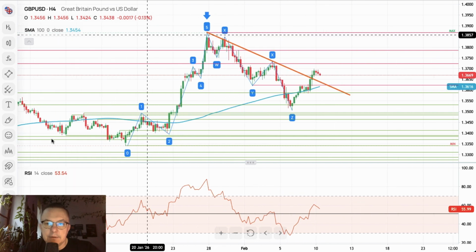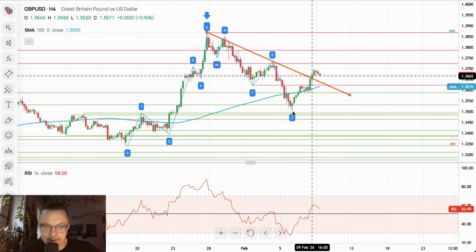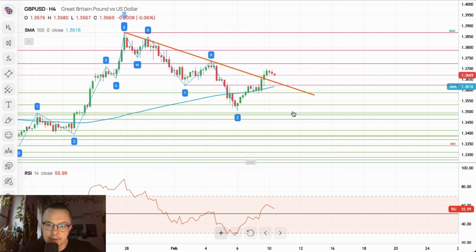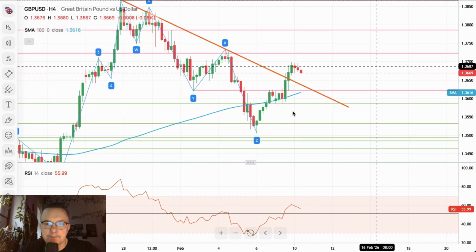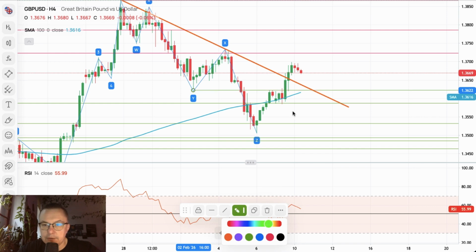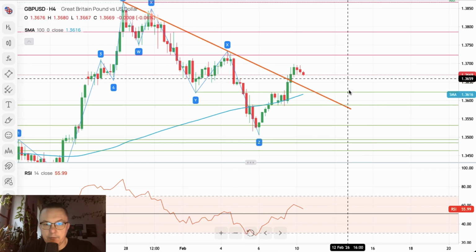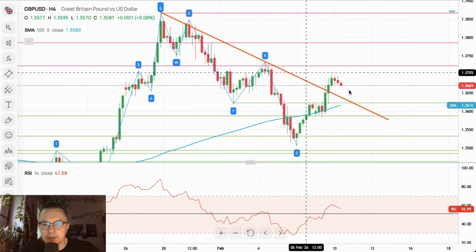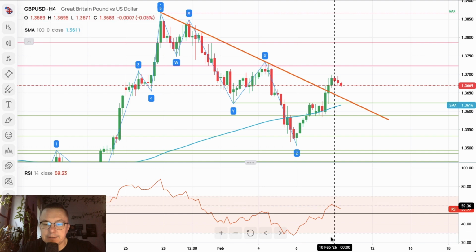Now cable completed the corrective structure. Now we have A, B, C to the upside. Not quite good for the bulls, because it should be some sort of impulsive development. So right now we have only 3 waves. 1.3022 is the technical support right now. Any breakout below this level is bearish. The movement to the upside above the trend line is bullish. Local high 1.3699, but we need to continue higher, especially with this kind of momentum.